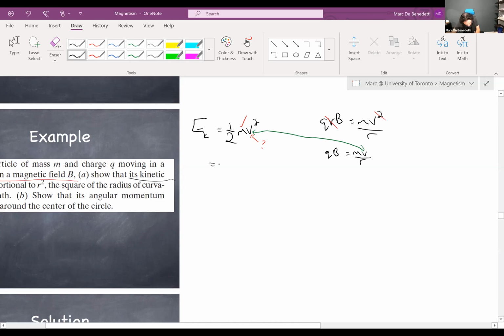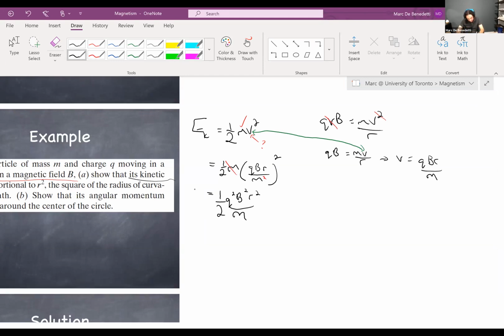So here, we're going to have 1/2 m. Oh, right, I got to solve for v first. v is going to equal qBr over m. So plug that in. I'm going to get qBr over m, squared, right? Because it's 1/2 mv squared. And when I simplify, I'm going to get 1/2 q squared B squared r squared over m. It's not m squared because this m and one of the m's here will cancel. And there you have it, EK.